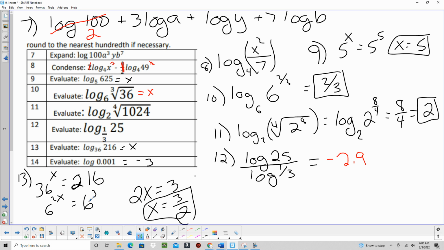Number 13, you can see the work there. I rewrote 36 as 6 squared, 216 as 6 cubed. Took the exponents, set them equal to each other. 2x equals 3. X is 3 over 2. Number 14, you could just do that on a calculator, negative 3.